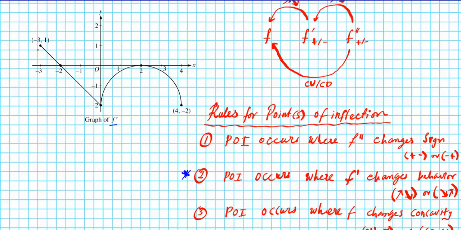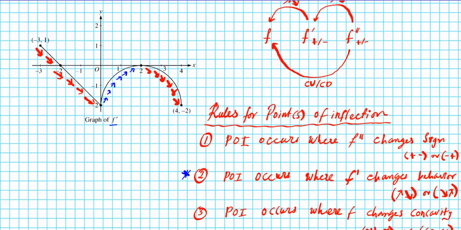From left to right, f prime is decreasing from -3, decreasing, decreasing. And then here is neither increasing nor decreasing. And then it switches to increasing here. So increasing, increasing. And then here it switches to decreasing, decreasing.